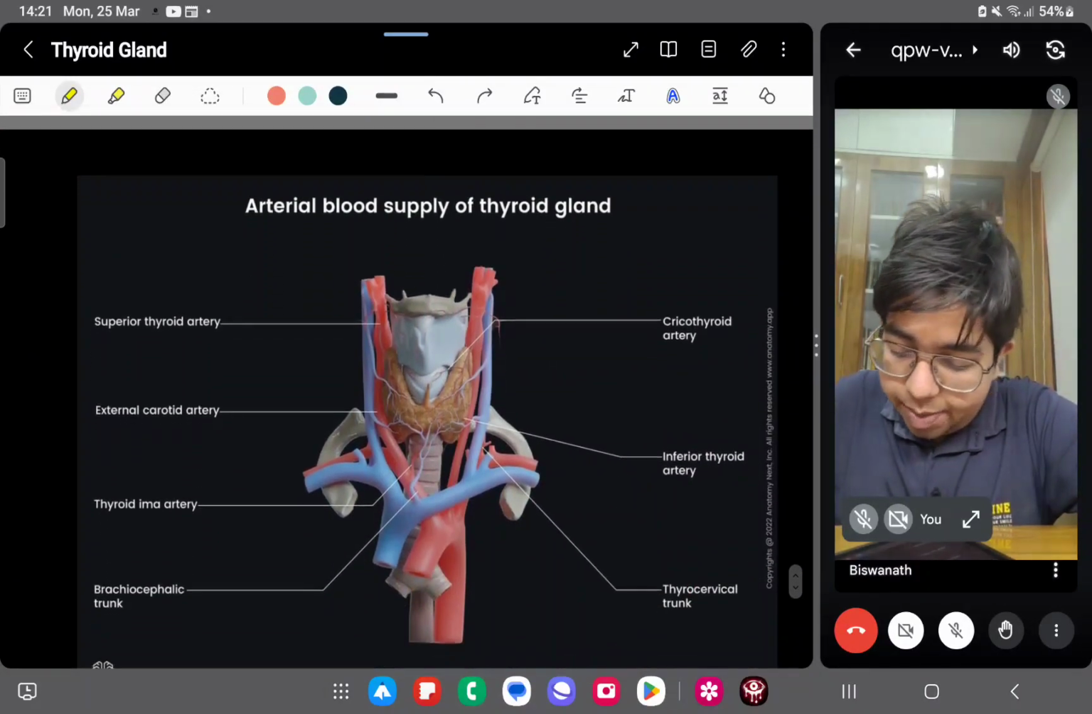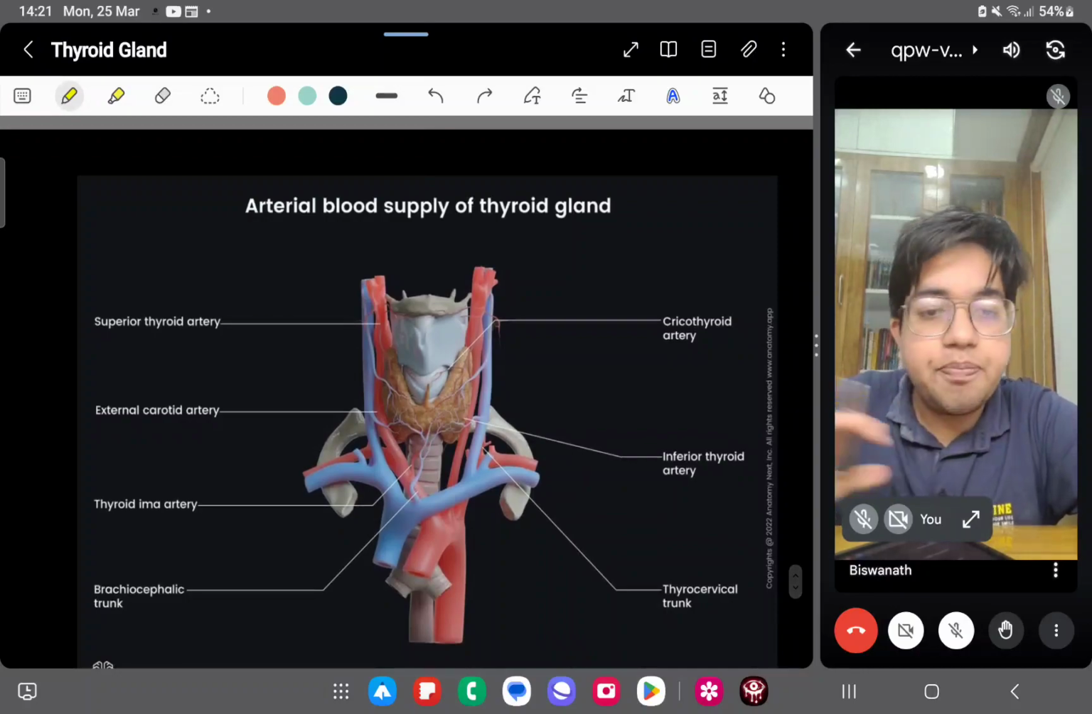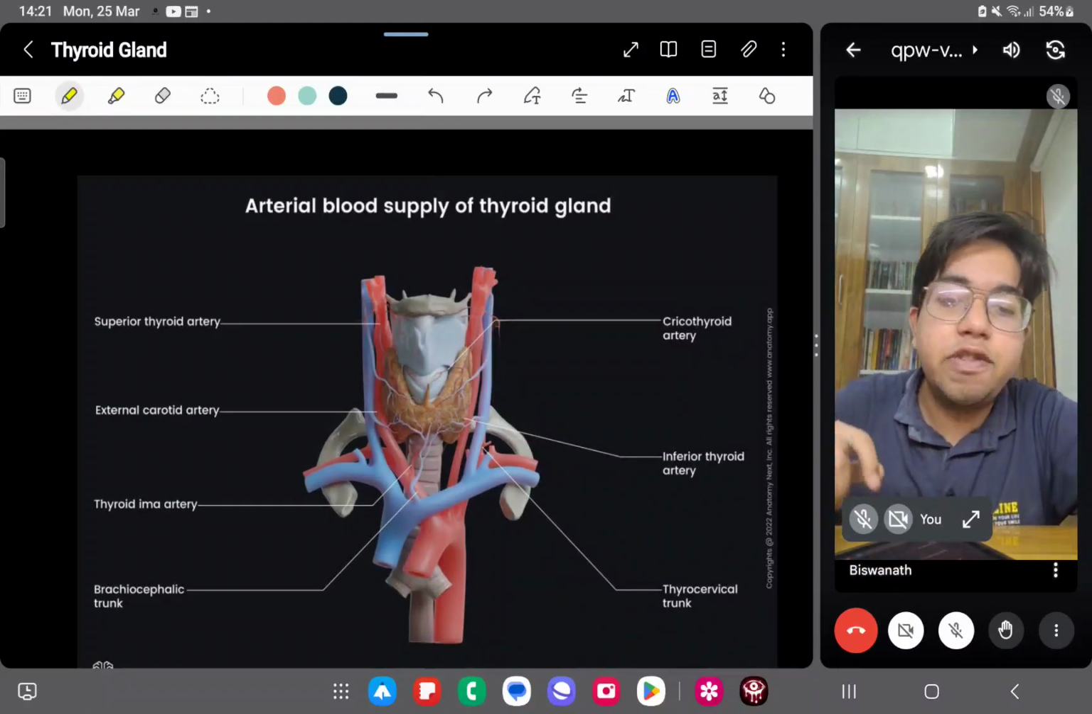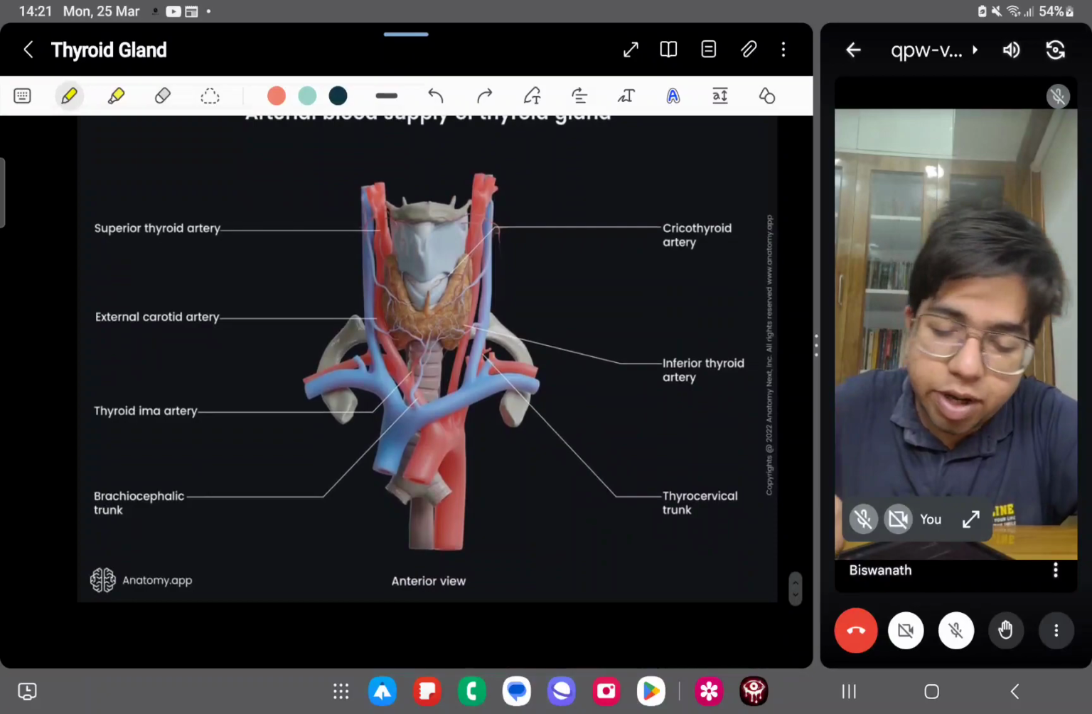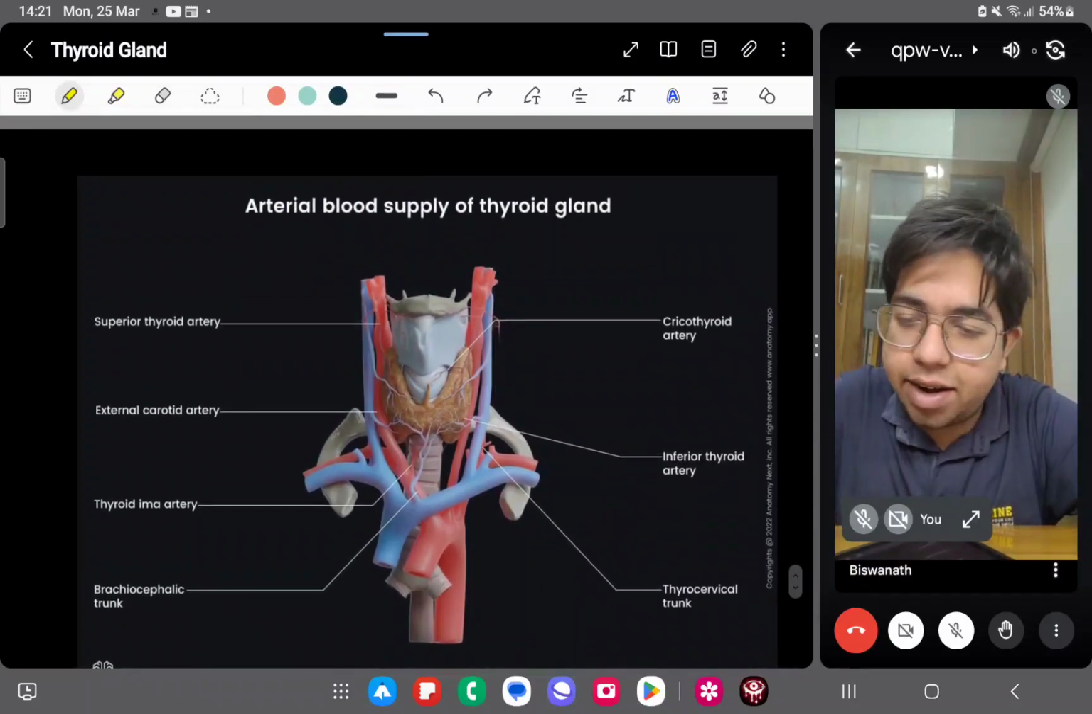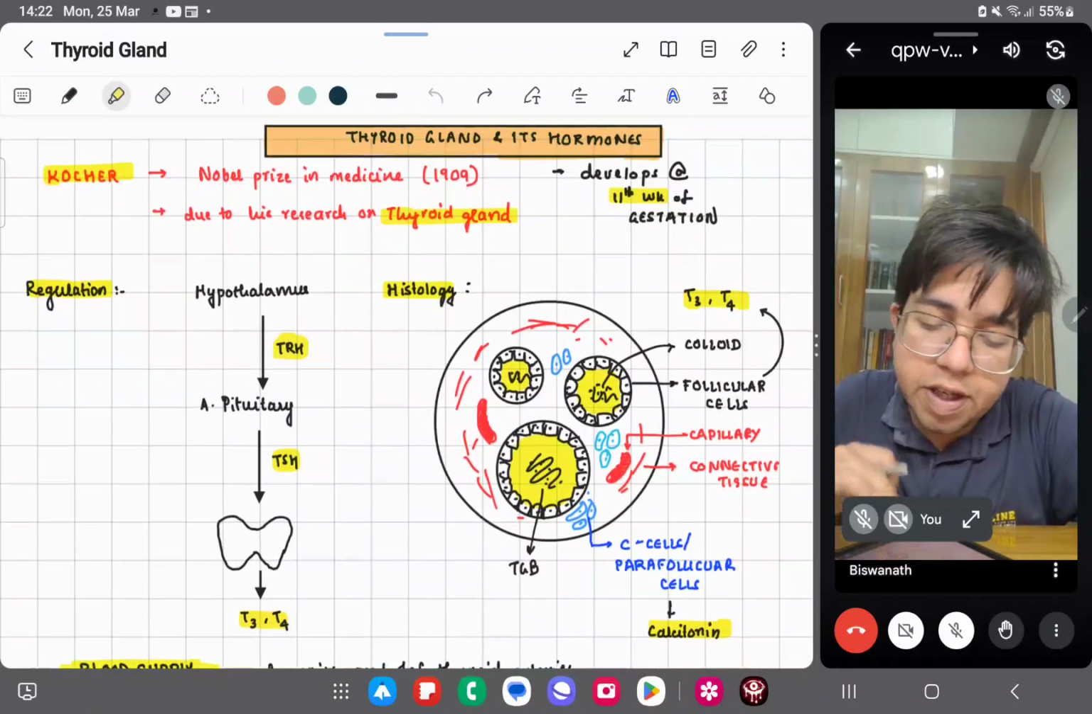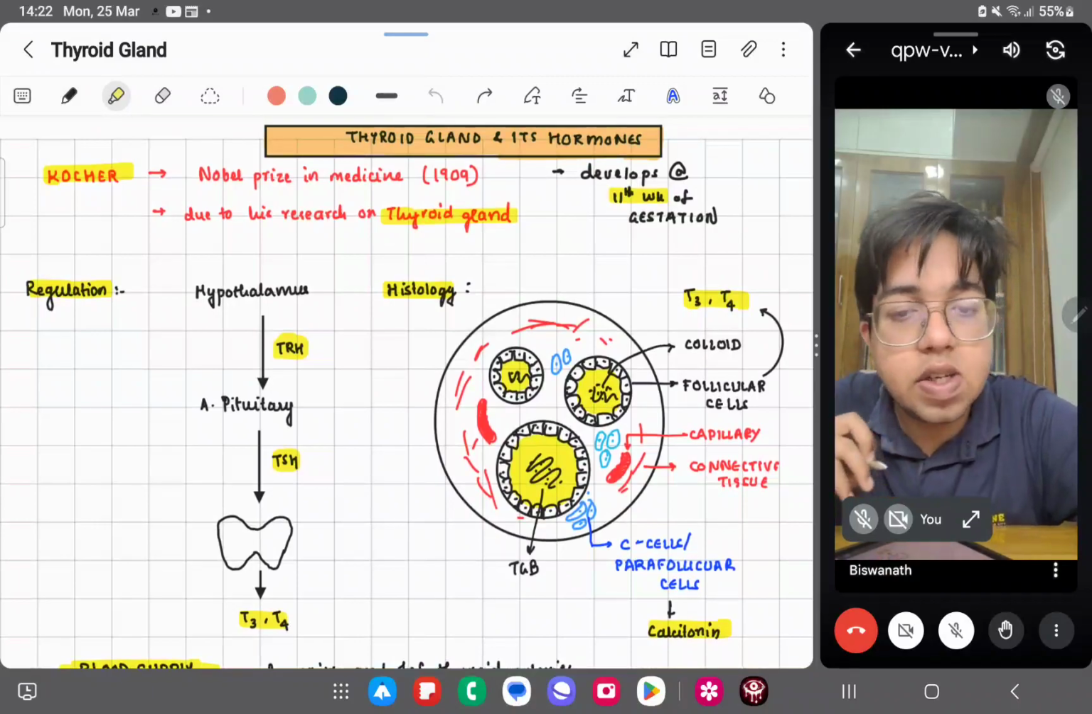And arterial supply we saw now. So this is the basic anatomy. We are done with the anatomy. Let's move on to the physiology of the thyroid gland. So let's start the physiology of the thyroid gland, and we'll discuss the thyroid gland and its hormones.